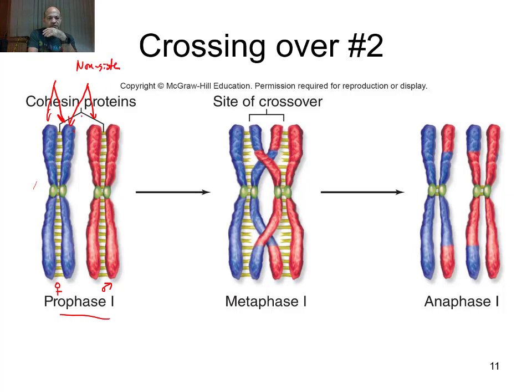They're not identical. They're from two different chromosomes, right? So these are the non-sister. That's where the crossing over is going to occur. It's not going to occur between two sister chromatids. If it did, we'd just be exchanging exact copies of the other.